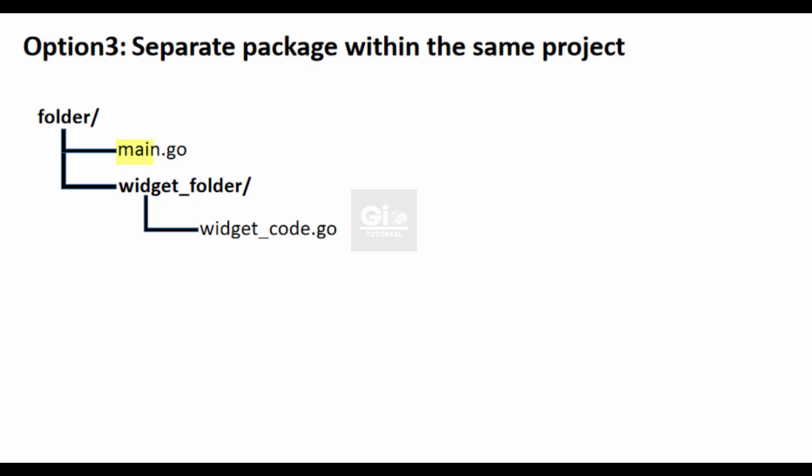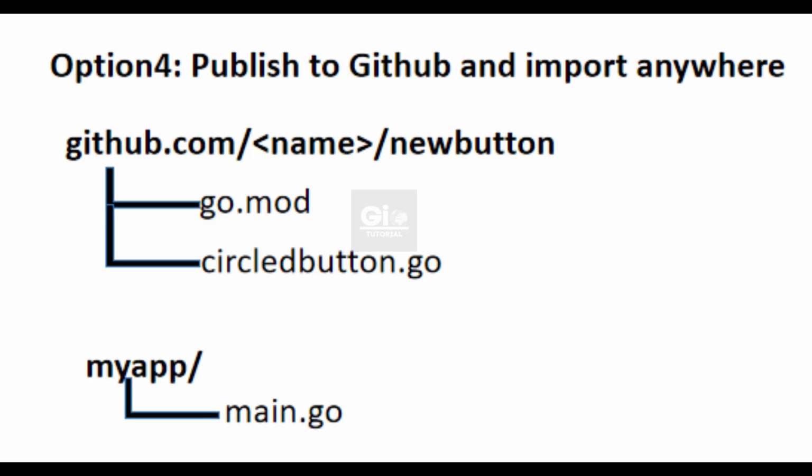Option 3, keep main.go in the root directory and move the custom widget code into a subdirectory that uses a different package name. Option 4, publish the custom widget code to GitHub and import it anywhere. I will now go through these options one by one in detail. Let's start.